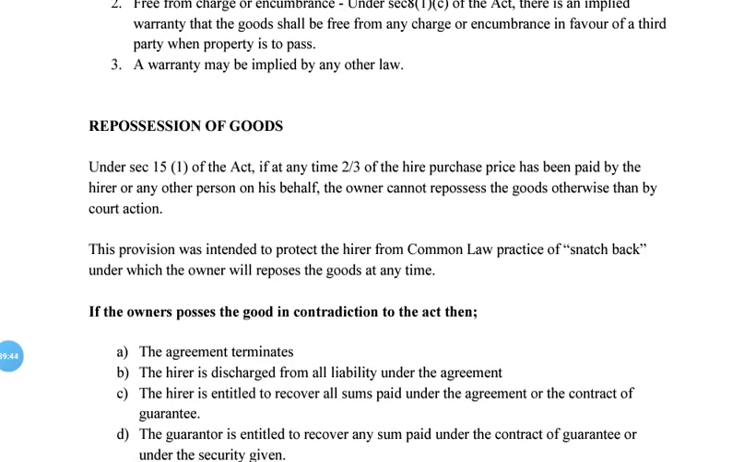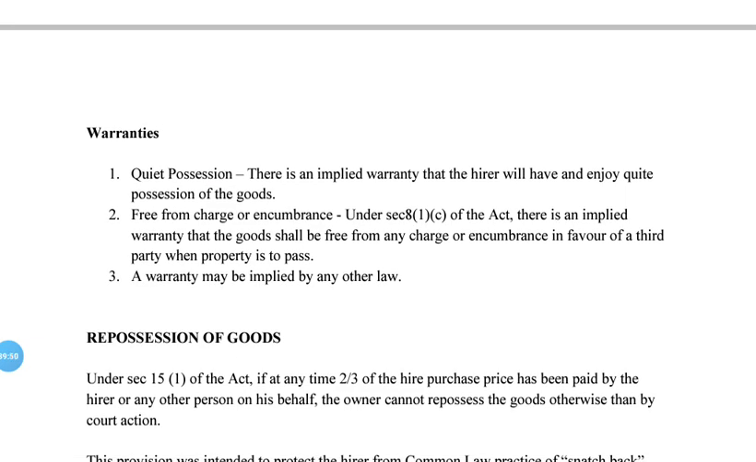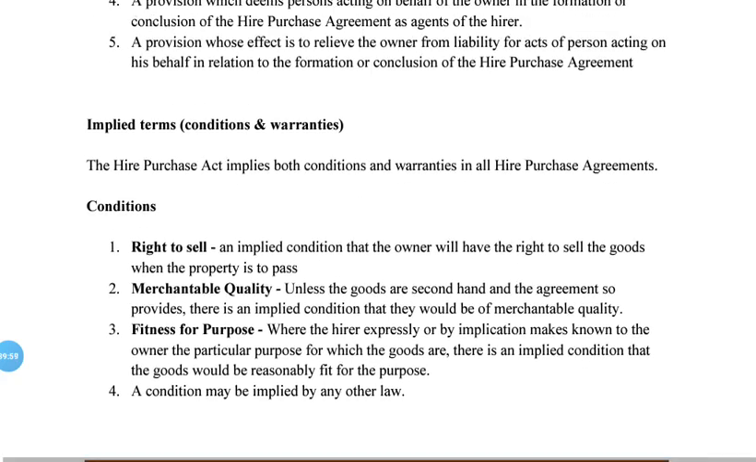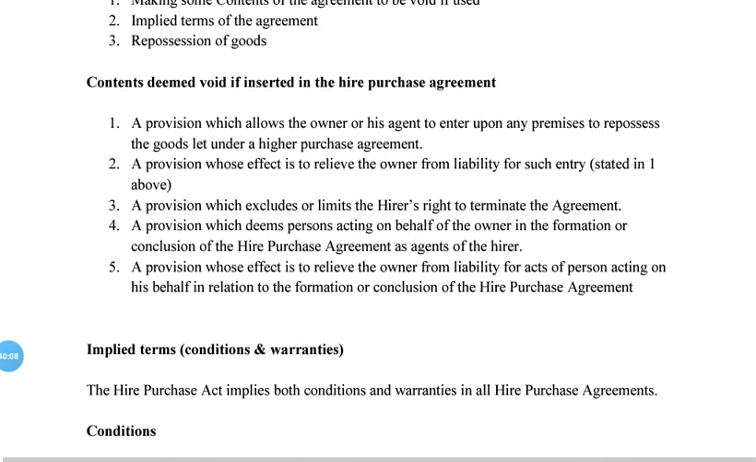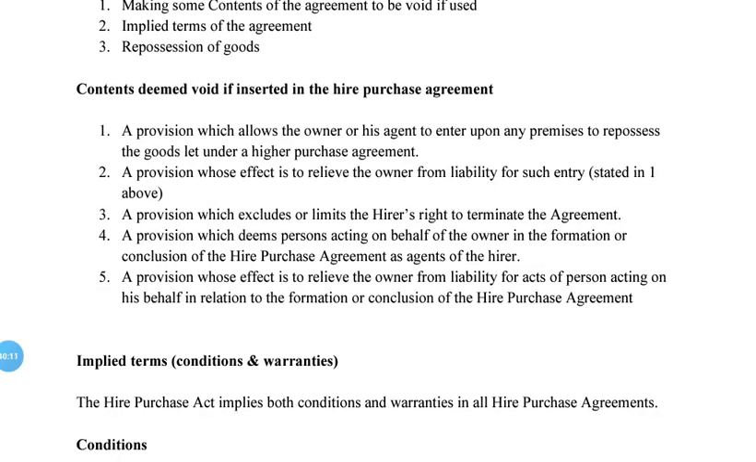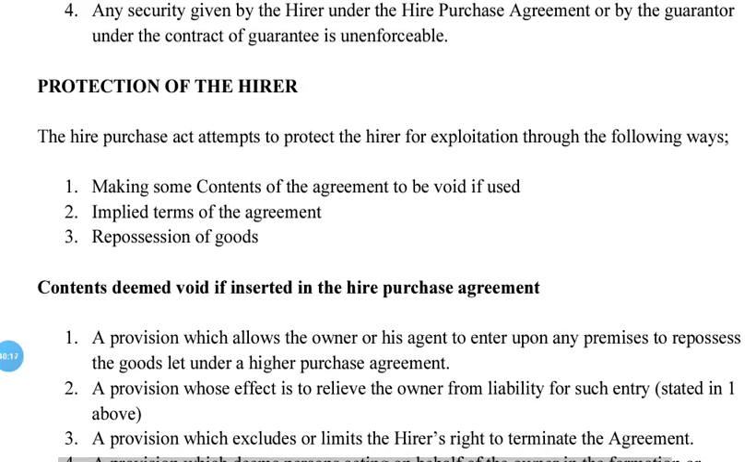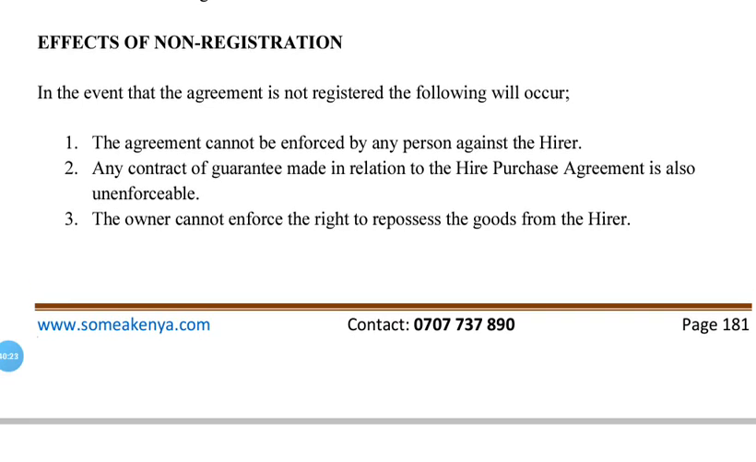So conditions and the warranty. You may also be told to explain conditions and the warranty. Another thing that the examiner is likely to ask is the content of the hire purchase agreement. So it's good you know the contents, you read and revise the contents of the hire purchase contract. Another thing is how the hire purchase customer is protected. So registration of the hire purchase agreement and the effect of non-registration, it's also important to go through it.